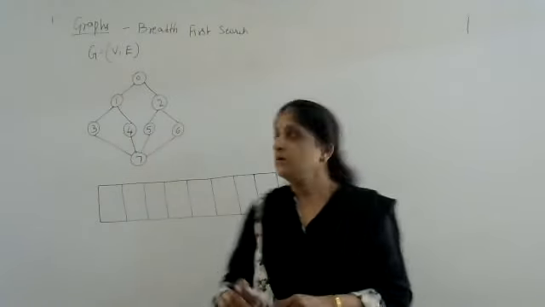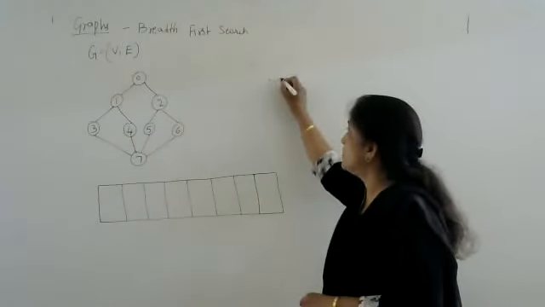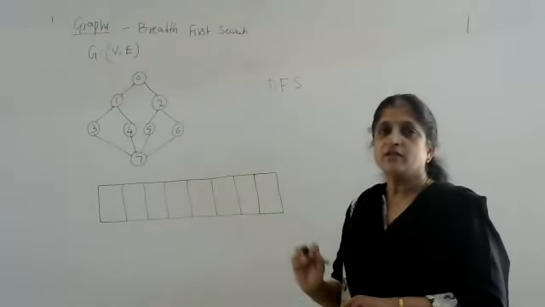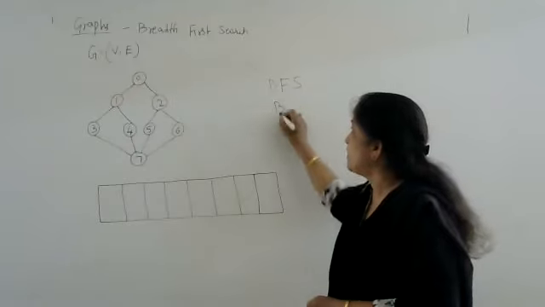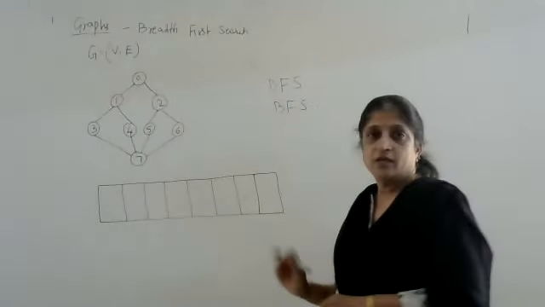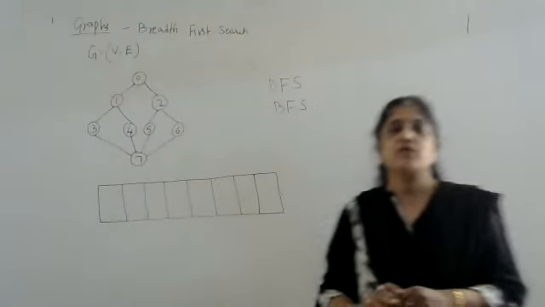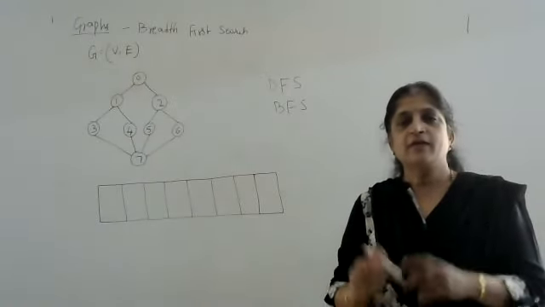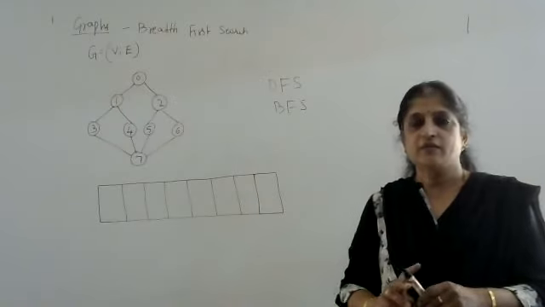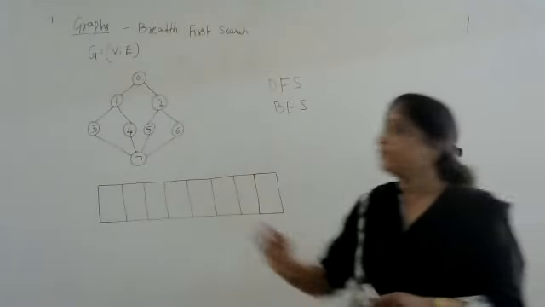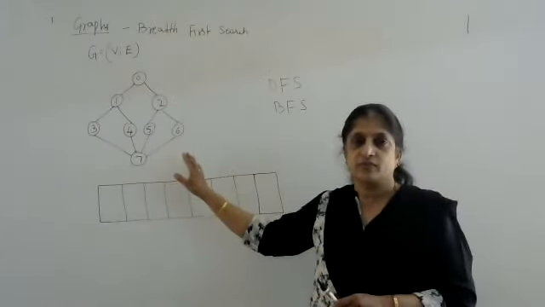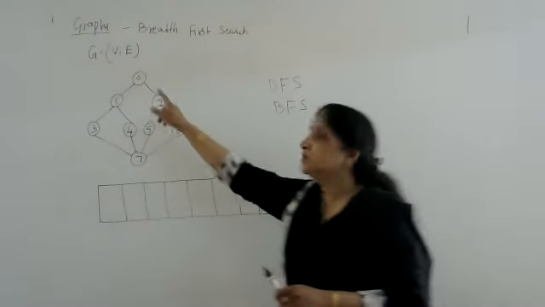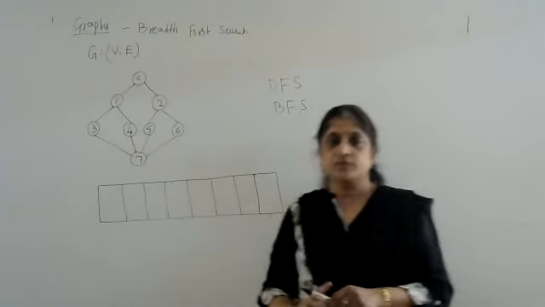There are basically two methods in traversing a graph. One is called the depth first search. The other one is called the breadth first search, BFS. In this video, let us see how to perform the breadth first search. While traversing the graph, we can start the traversal from any of the nodes. Now let us start the traversal from the vertex 0.